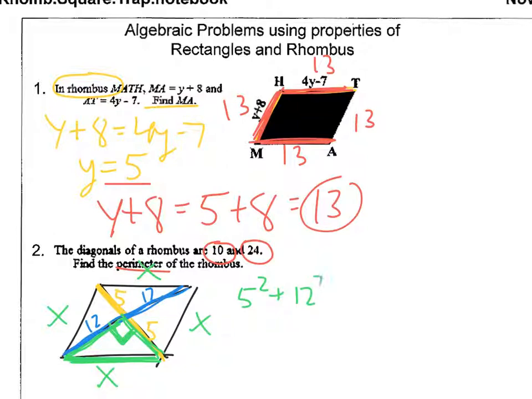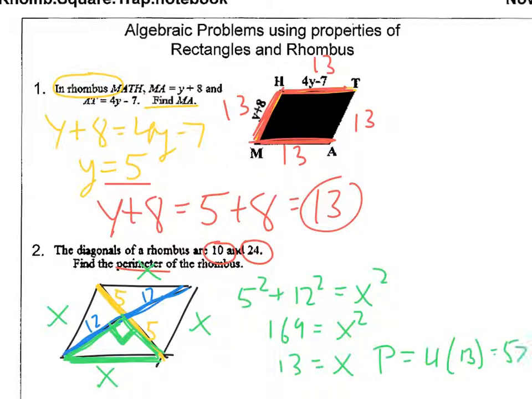5 squared plus 12 squared equals x squared. I'll get x squared is equal to 169, and I'll get x to be 13. That means each side is 13 units long. The perimeter would be 4 times 13, or 52.